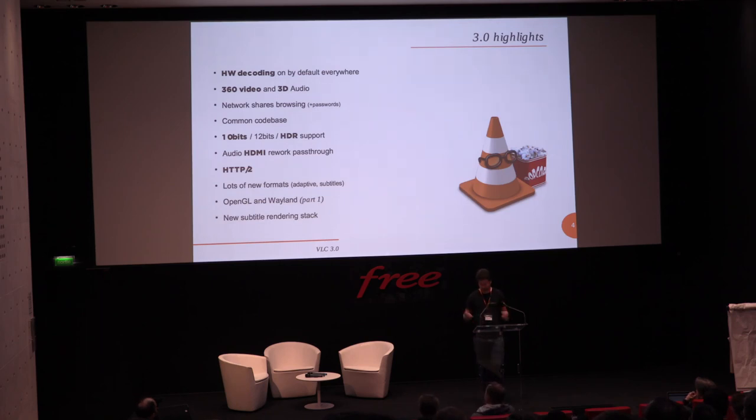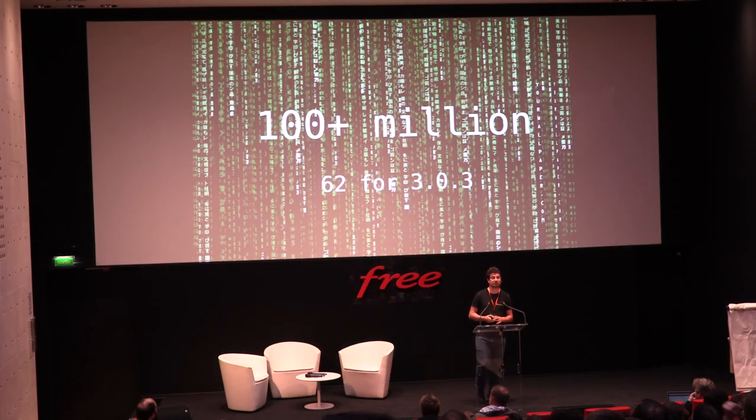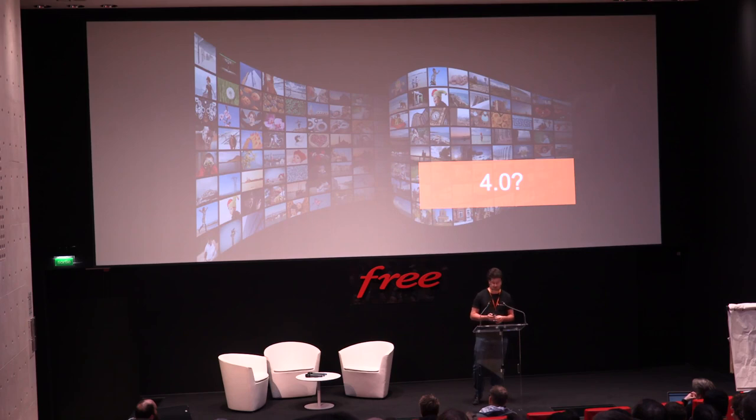Hardware decoding, 360, 10 bits, of course, correct audio pass-through, lots of the usual stuff that everyone complains about VLC, for example. Most of it we have actually fixed. We have already shipped more than 100 million binaries from VideoLAN.org. So 3.0, which was out for 3 months as a main release, was around 62 million, which is good, right? Because that's outside of the desktop port, outside of download.com, and outside of the various app stores. So, 4.0, what's in it?